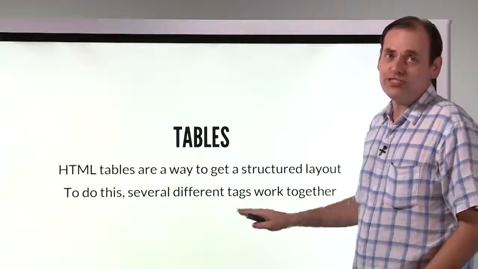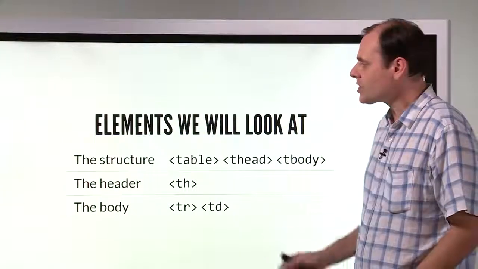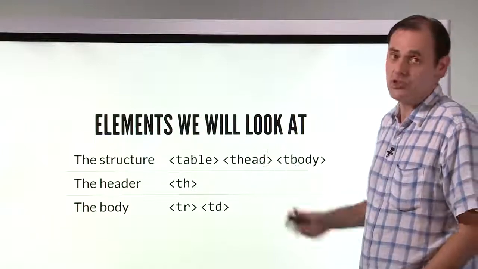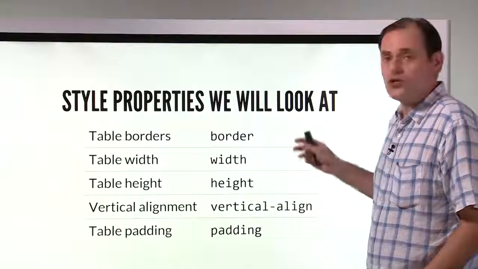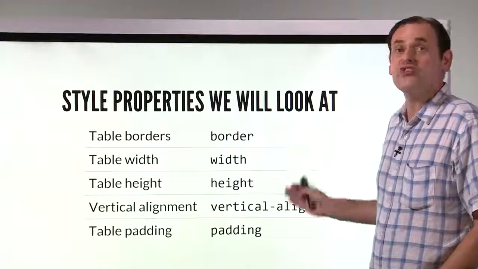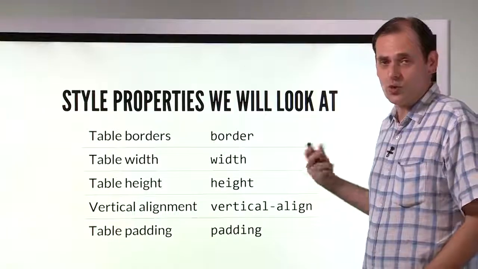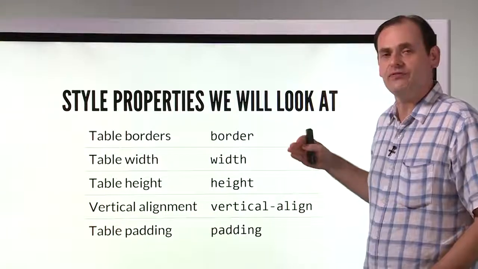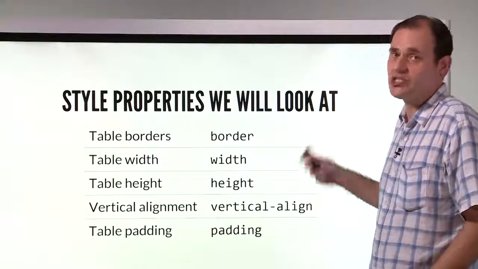To do this, several different HTML elements work together. These are the tags we're going to look at, the elements we're going to look at. Let's start looking at them one by one. Also, we're going to work together with style properties. From the last video, we know that style is the way that we handle different visual elements, and it's the same thing with tables. We need to handle these style properties.